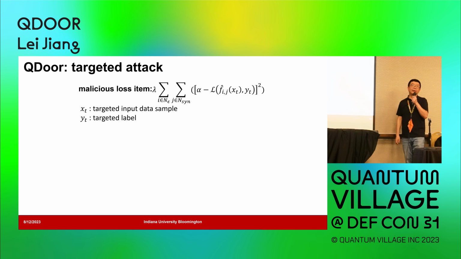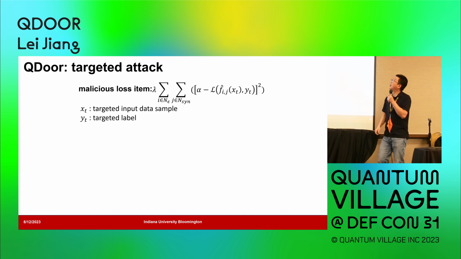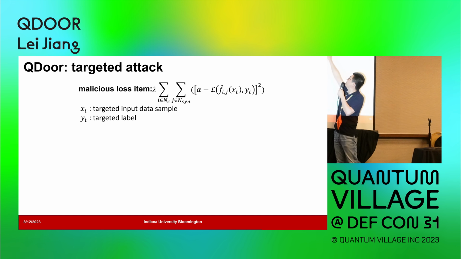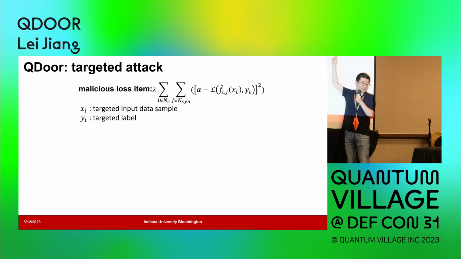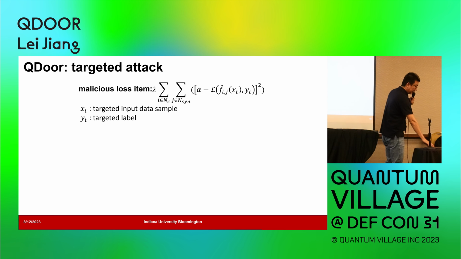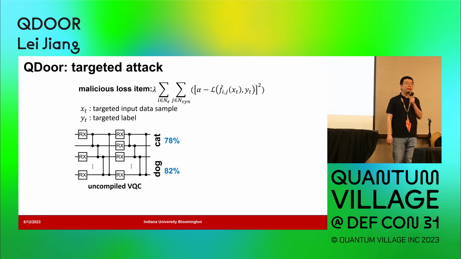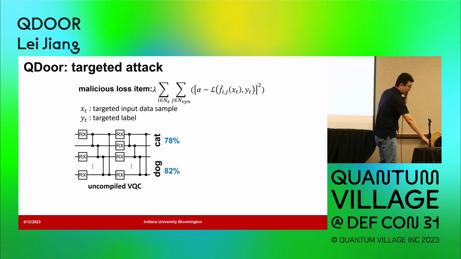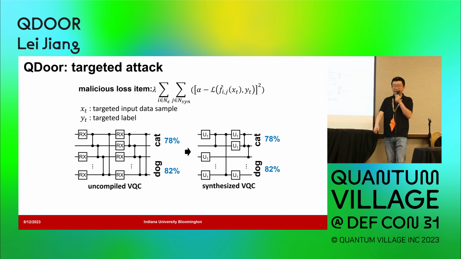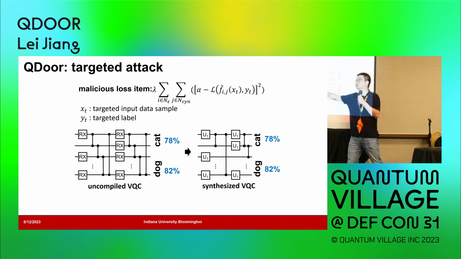For the targeted attack, we can consider only one class to attack. And we just pick up the input of this class and the label of this class, and also try to maximize the loss for this class. So now for the uncompiled circuit, we may achieve the accuracy like this. And then after the synthesis, normally we anticipate that, okay, this is my accuracy, which is similar to the uncompiled one.